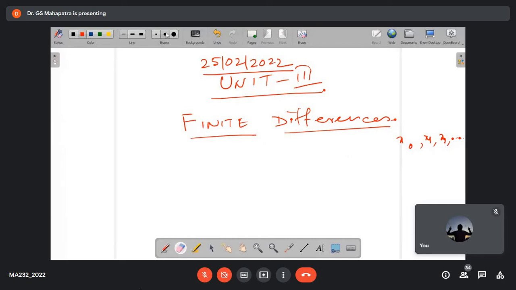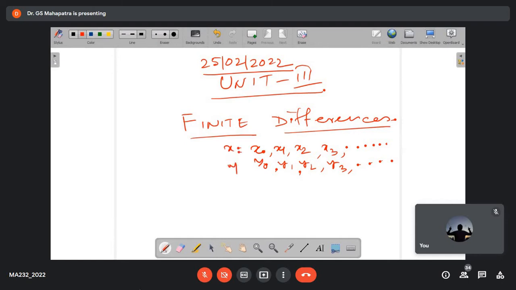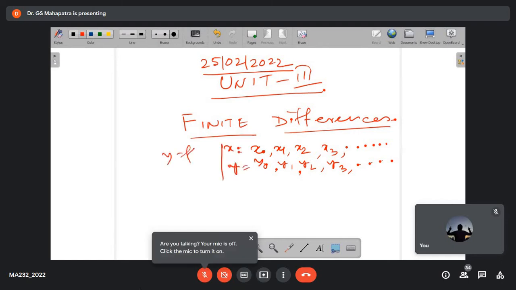So these are the data given. What are the data? x0, x1, x2, x3, and so on. You have to find the finite differences. For each x, x0, x1, you can find the functional value at that point. That is y0, y1, y2, y3, and so on. How are we getting this? Now x is given, and y is from y equals f of x, this function.